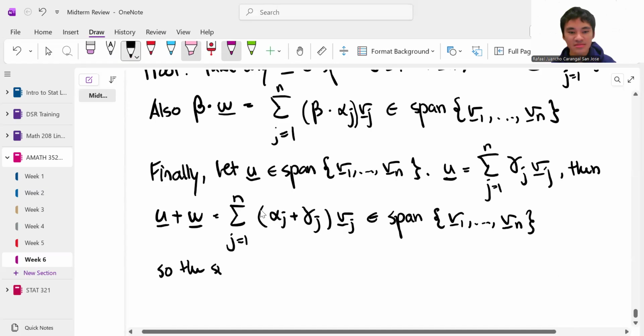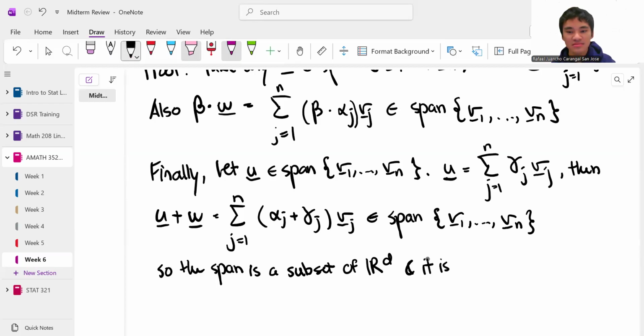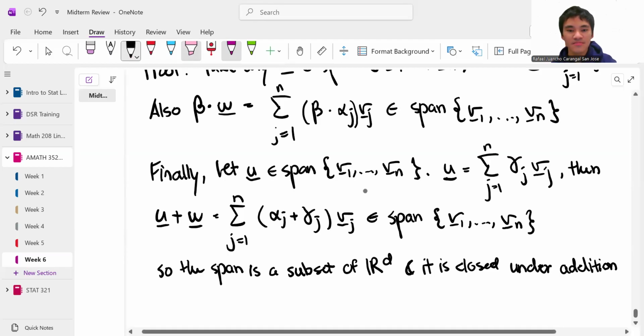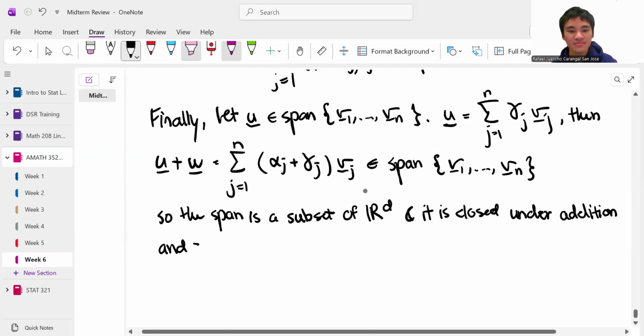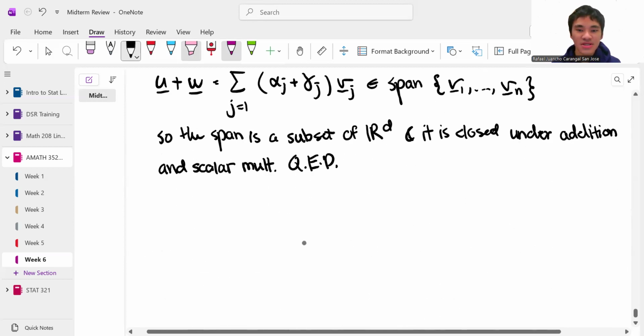So the span is a subset of R^d, and we say that the span is closed under addition and scalar multiplication. I think we do a QED here. We're done with the proof, or semi-proof.